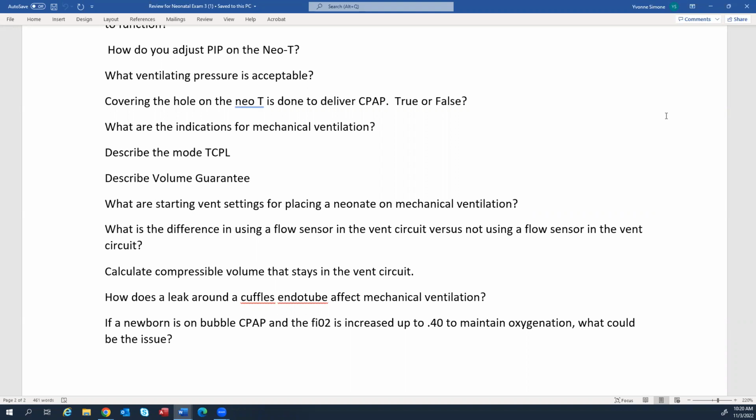How does a leak around a cuffless endotube affect mechanical ventilation? So you're going to mention how you could get auto triggering occurring when there's a leak. If the leak is big enough, it will cause auto triggering. So you may have to adjust your sensitivity setting and make it less sensitive. That helps.